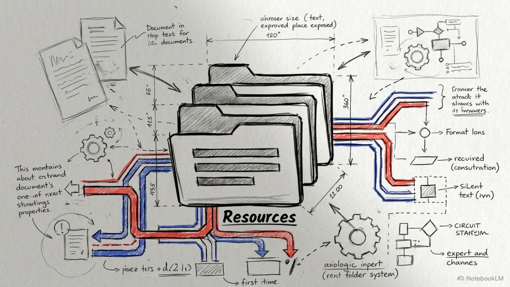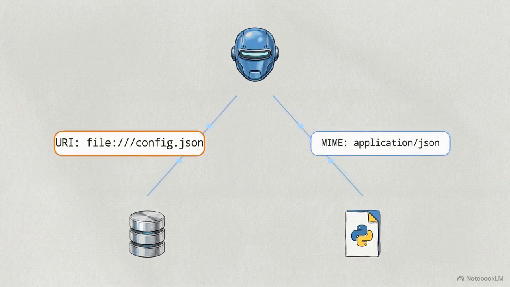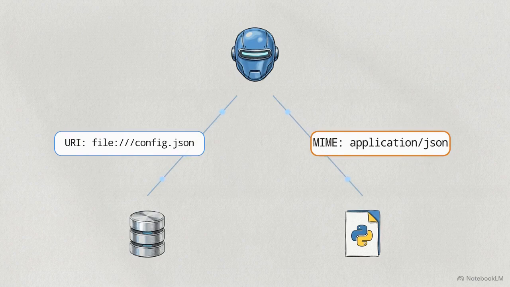Sometimes the AI doesn't need to take an action, it just needs context. That brings us to resources. Resources are read-only data providers. If the AI needs to read a system configuration file or pull a live database record to formulate its answer, you expose that data as a resource. You configure resources by assigning them a specific URI, like a file path, and a MIME type. This ensures the client knows exactly how to parse the incoming text or binary data.